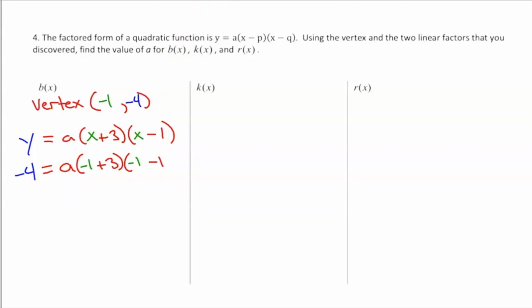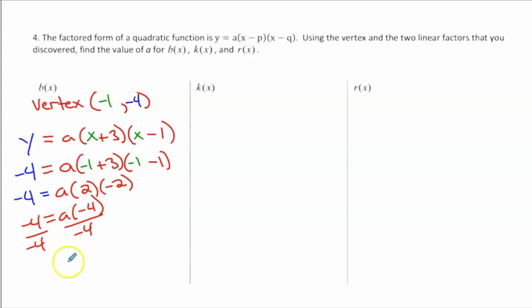Alright, from here we can do a little algebra to work out what that a value is. So we have -1 plus 3 is +2. -1 minus 1 is -2. And then I could have 2 times -2 is -4. I could divide by -4, divide by -4. And then the a value would be 1 in that case. So that's how we can do a little algebra to solve for the a value. If we get a fraction, we could leave it as a fraction.